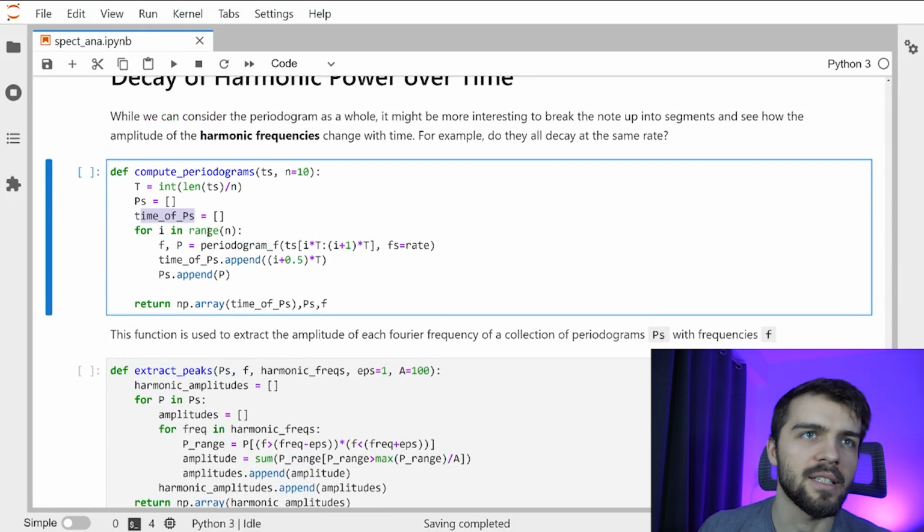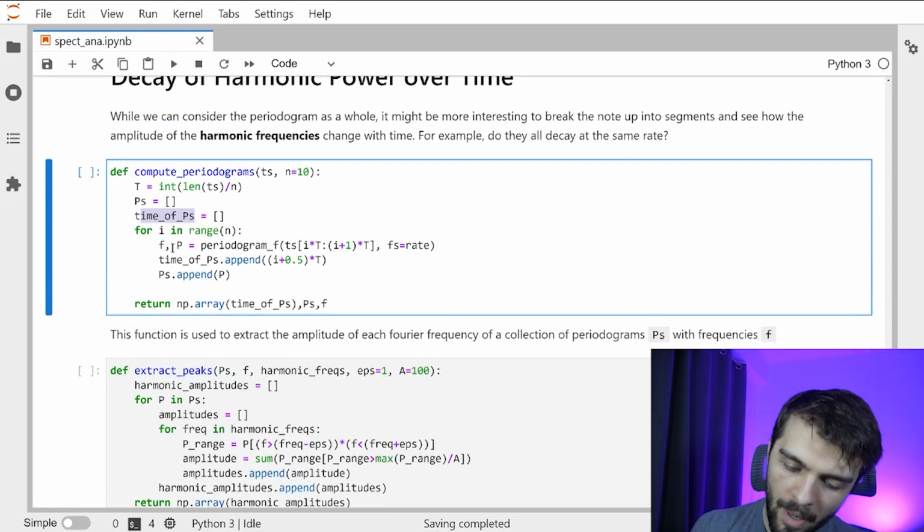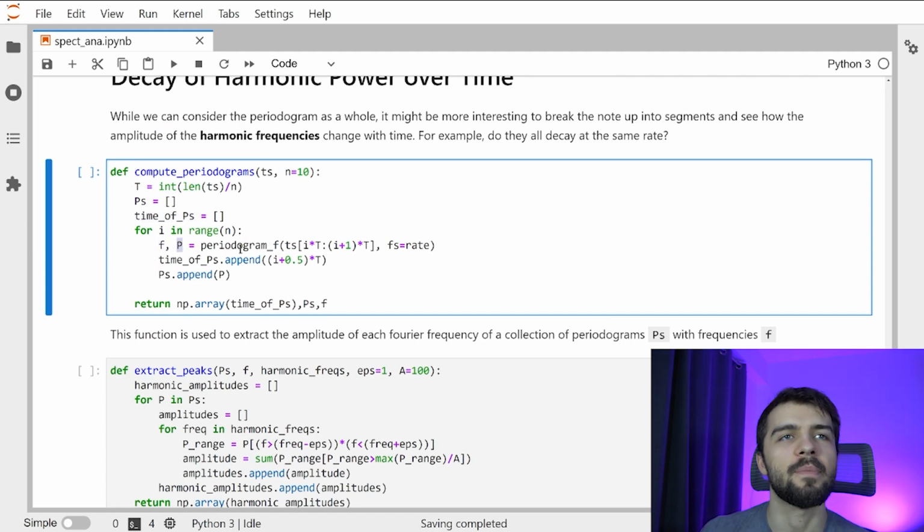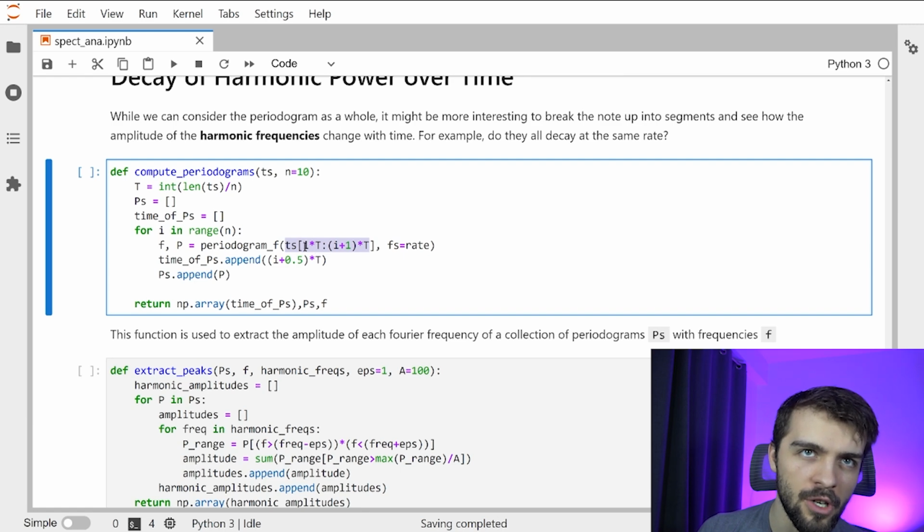So I'm going to write that as a list too. Then I compute my periodogram for each region. F is my frequencies, P is my periodogram. I use the periodogram function, and then I feed in my time series. Remember, I'm looping over i, so the first case it goes from 0 to 1 times t, so 0 to 1,000. The next for loop, it goes 1,000 to 2,000, then 2,000 to 3,000.